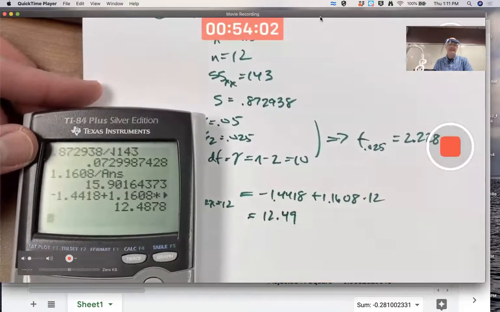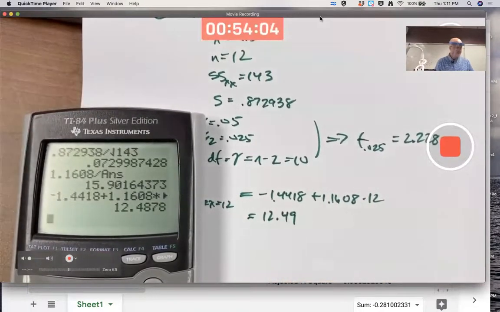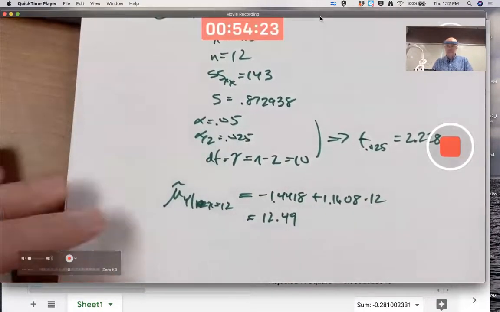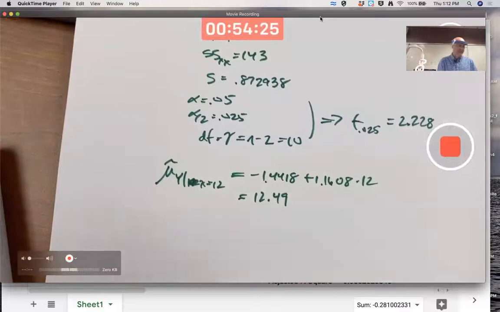About 12.49, say. Does that make sense looking at the data? Yeah, seems reasonable with the data. So the answer is going to be, looking at the formula on page, what was it, 399 or something? 399.